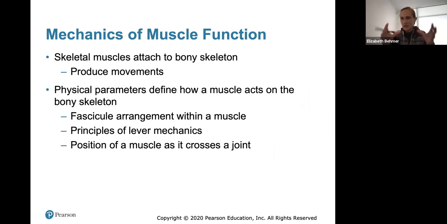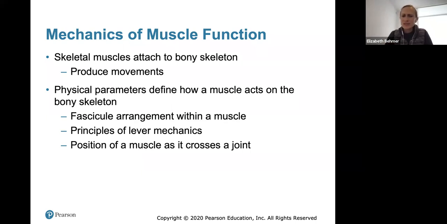The first part of this chapter goes through the mechanics of muscle function. Then it goes through labeling all the muscles in the body. And then at the end, it talks about some surface anatomy, ways that we can see what's going on below the surface of the body by seeing what's on the surface.